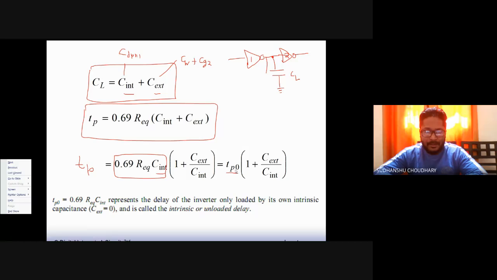So TP naught here is called intrinsic delay because it is dependent only on the intrinsic capacitances, that is the drain diffusion capacitances. So we call this intrinsic delay, TP naught. Now one more important thing you will find here is that this intrinsic delay, TP naught, is independent of the size of the devices. So we'll see how later on.